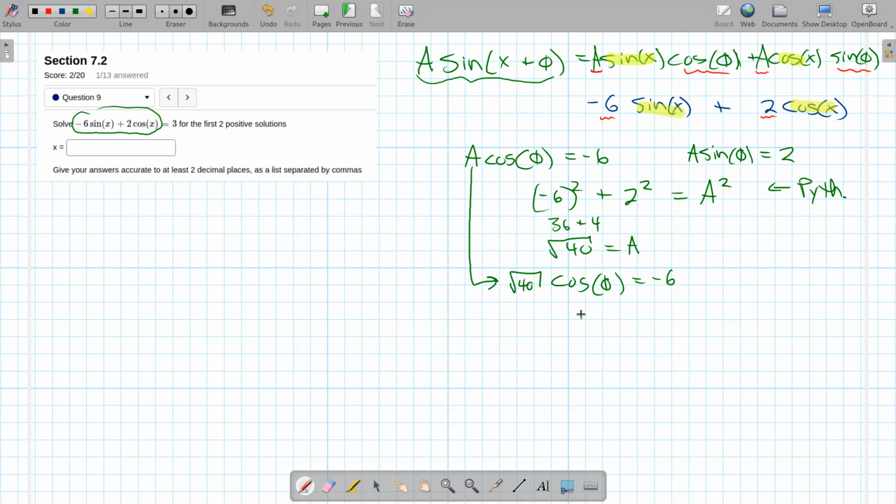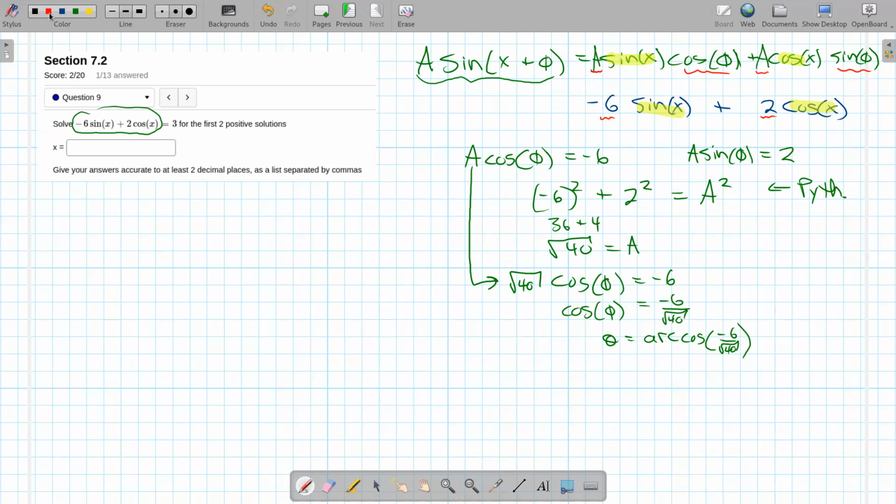So dividing the square root to the other side, I get cosine of phi equals -6 over the square root of 40. And so phi has to be the arc cosine of -6 over the square root of 40. I do often try to clean that up just to see if it's related to some special angle, but that doesn't look like it's going to be.